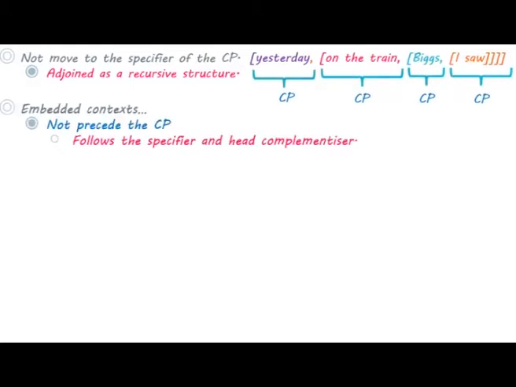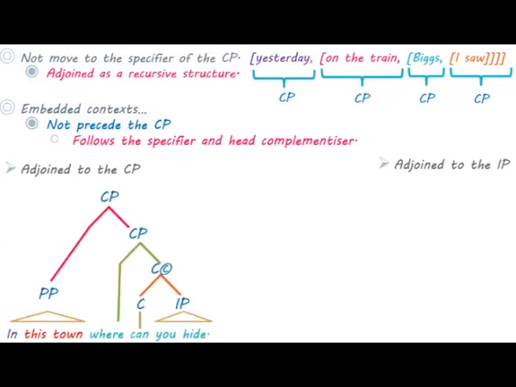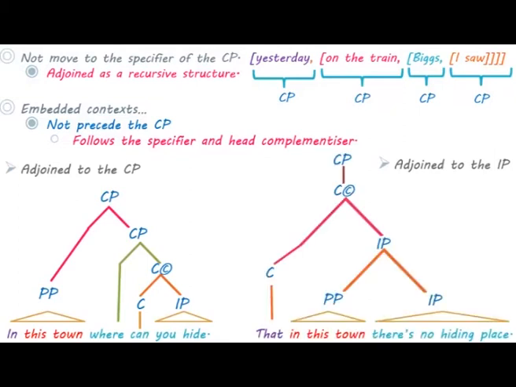In the given context, they are not preceded by the complement phrase. They follow the specifier and the head complementizer. They work as an adjunct to the complement phrase or as an adjunct to the inflectional phrase. Here in the first example, "this town" goes next to the complement phrase, and in this one "this town" goes next to the inflectional phrase.